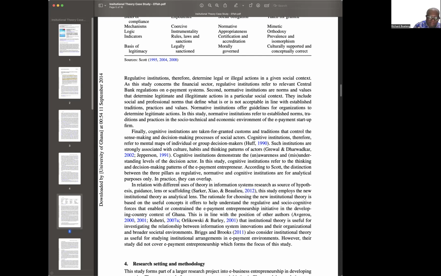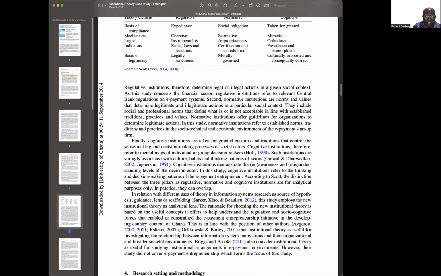Then he justifies why he's choosing that one. The rationale for choosing the new theory is based on useful concepts it offers to help understand the regulative and social cognitive forces that enabled or constrained the e-payment entrepreneurship initiative in a developing country. This is in line with the position of other authors that the theory is useful for investigating the relation between information systems innovations and their organizational and broader societal environments.